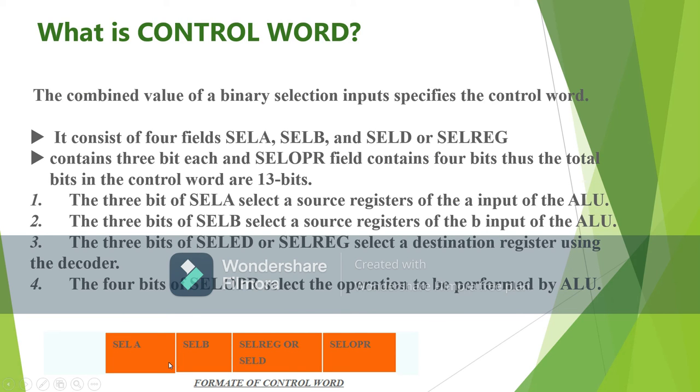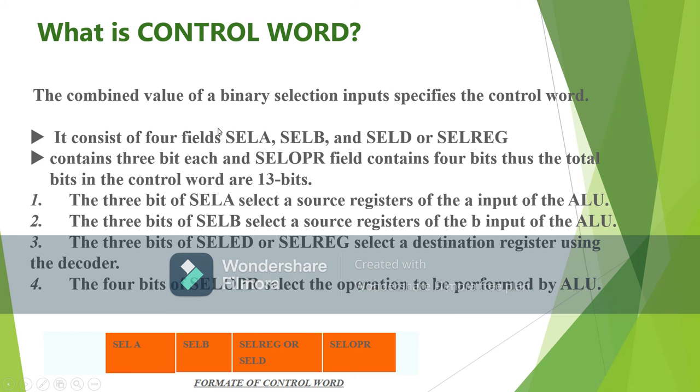Now to perform some arithmetic or logical operation on the operands, we need to give a command to the CPU. Okay, and for that we can use this control word. This control word consists of select A, which is of 3-bit, select B is of 3-bit, select D is of 3-bit, and then select operation, which is of 4, or in some registers it can be of 5-bit. Okay. So what is a control word? The combined value of a binary selection inputs specifies the control word.